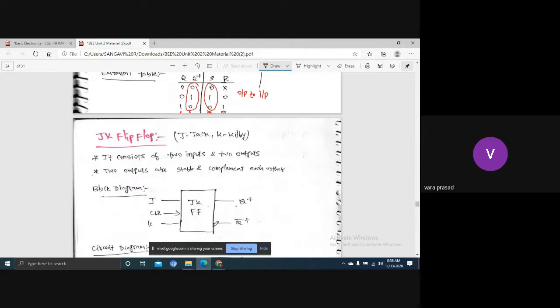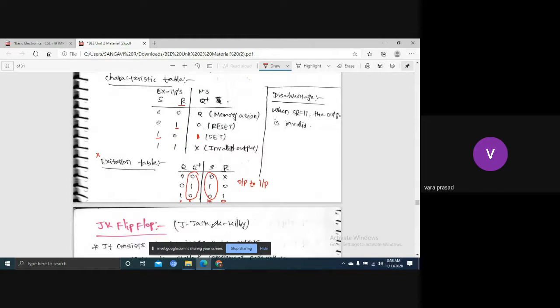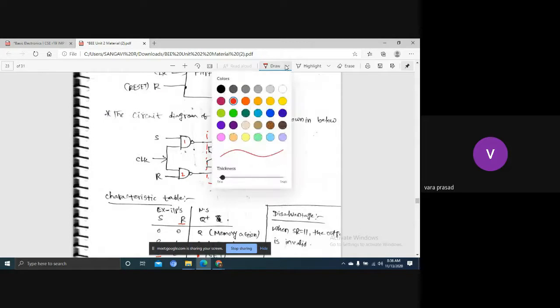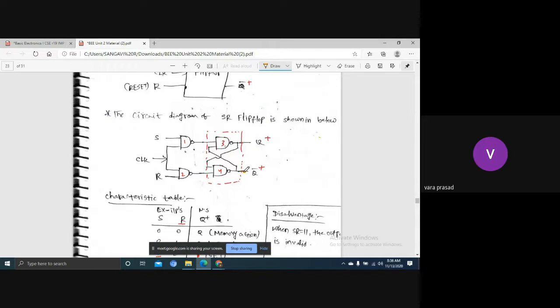I already said, listen carefully here. This is the SR flip-flop. In this SR flip-flop, I'm going to modify it. It's a simple thing. See here, this output is there, right? This output I am giving as an input to this NAND gate, and this output I am giving as an input to the other. Then this will become a 3-input NAND, and this will become a 3-input NAND.